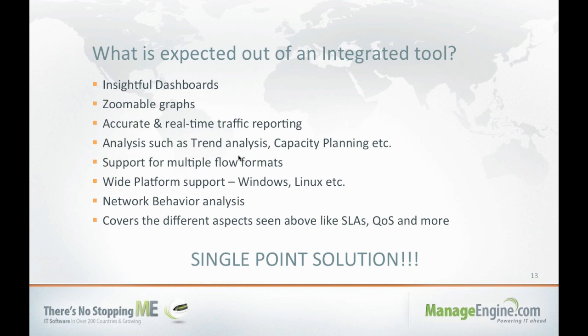The next thing is wide platform support. Yes, Windows and Linux, and these days Mac is also getting very popular. So support for wide platforms is another critical aspect of what you expect out of an integrated tool. Then network behavior analysis: analyzing the security snapshot with the help of the flow information that it has. Again, intelligence plays a very key role here. It should be able to analyze it and throw alerts, minimizing false positives so that you don't get alerted for every little minute thing that happens in the network.